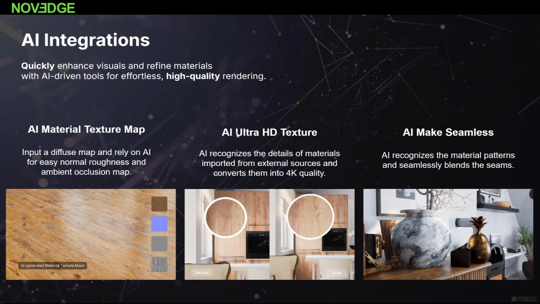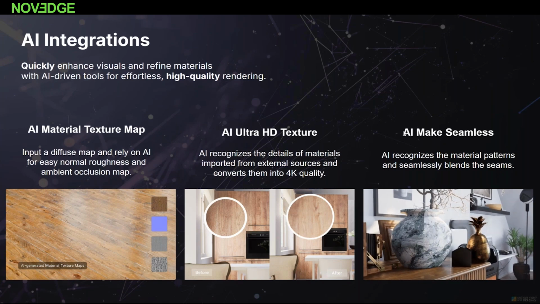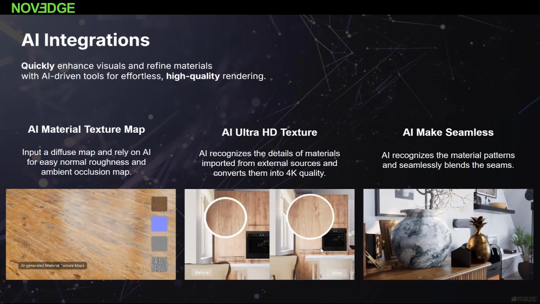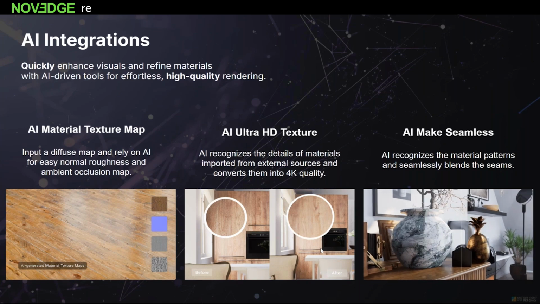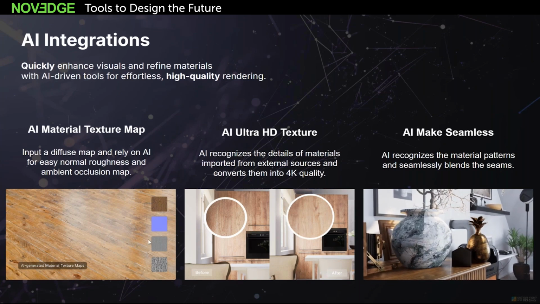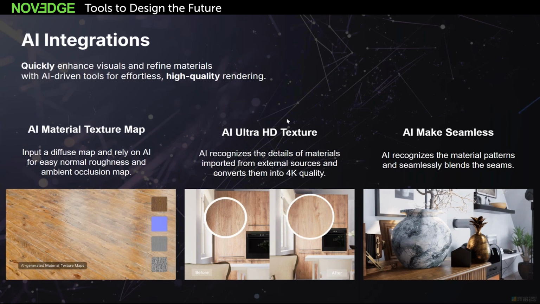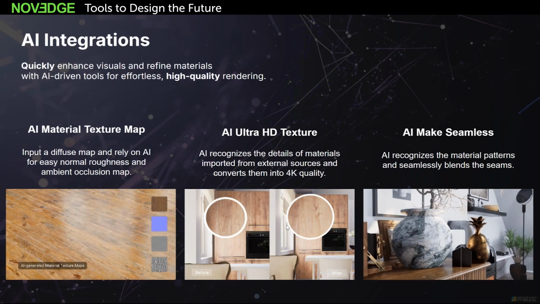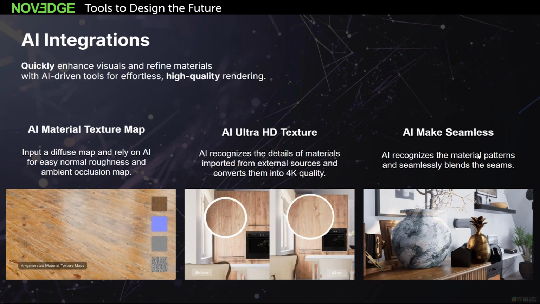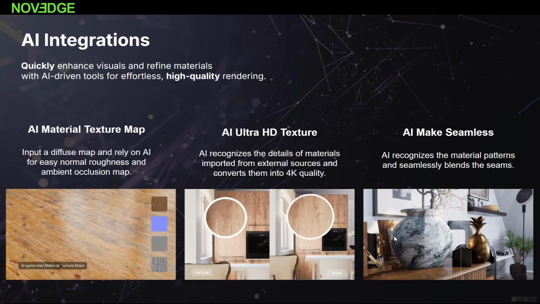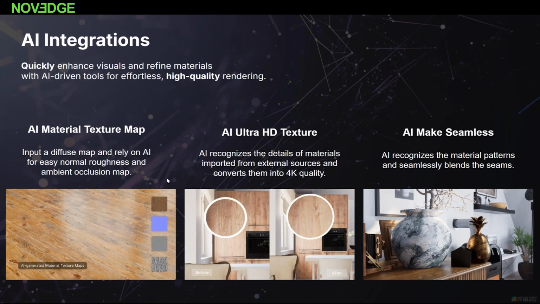We also have AI Ultra HD texture and AI Make Seamless. So if your original diffuse image isn't up to par to create all these different material channels, you can use our AI features in order to upscale that image and make it more high resolution. Or you can use AI Make Seamless to get rid of any seams so that your texture is repeatable and can be used for the AI material texture maps.